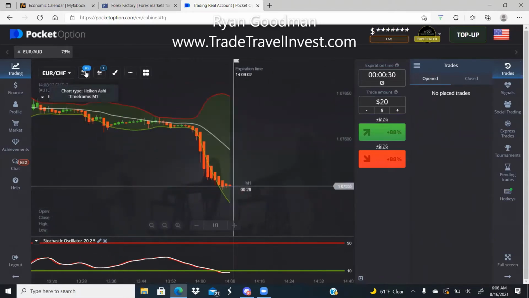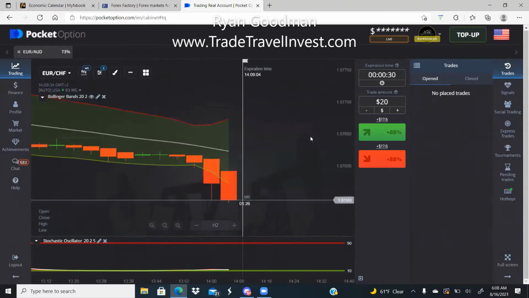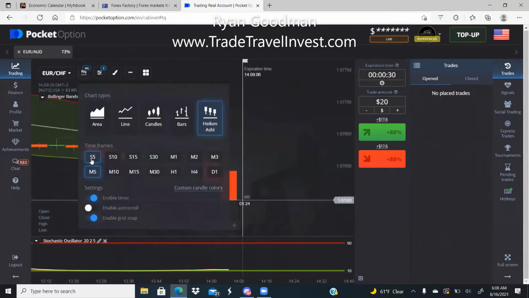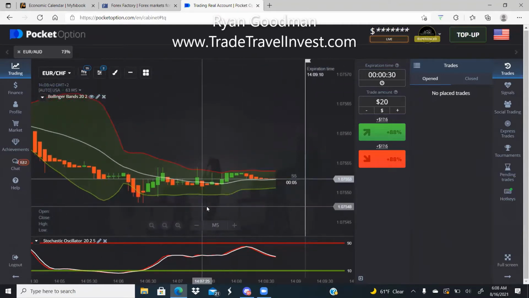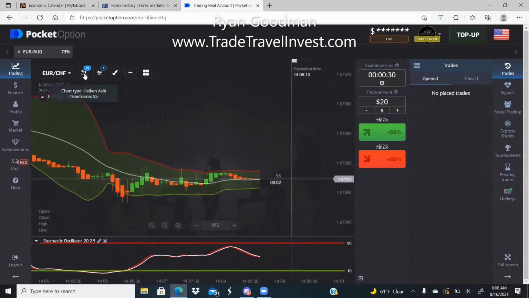Euro CHF, huge downtrend on the 1 minute chart. Same thing on the 5 minute chart, huge downtrend. And it looks like our 5-second chart is just straight consolidating though. We're just straight moving sideways on this one.